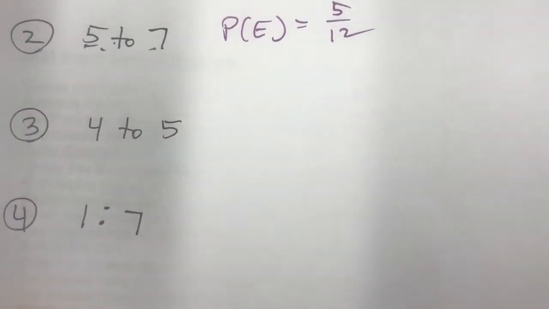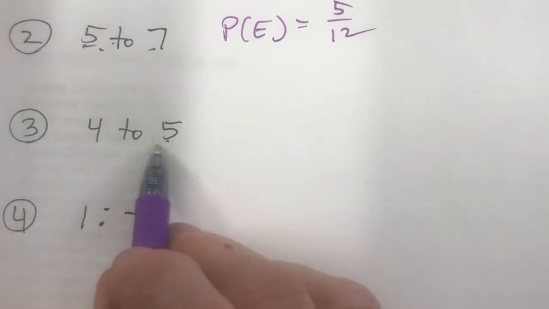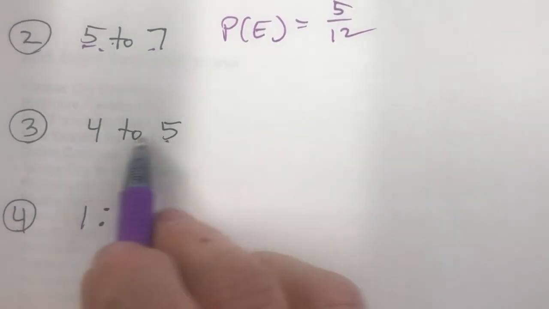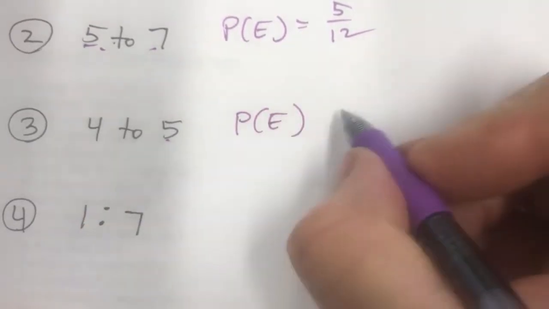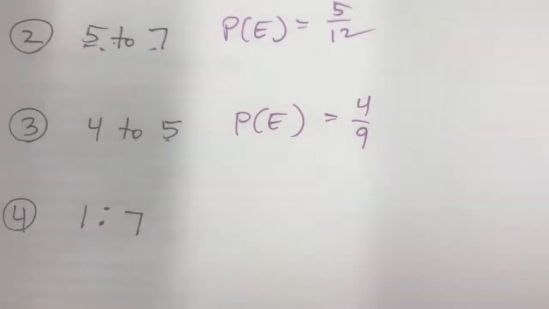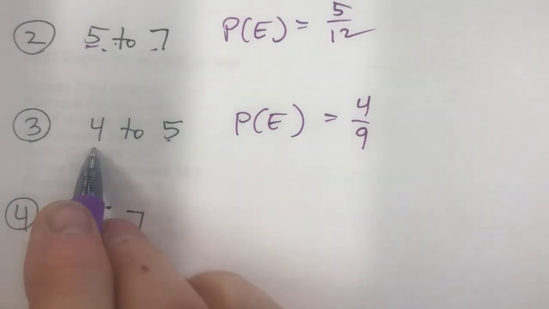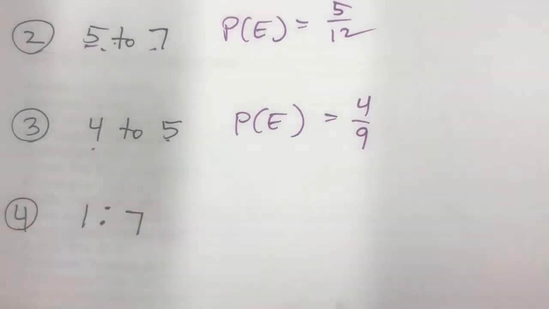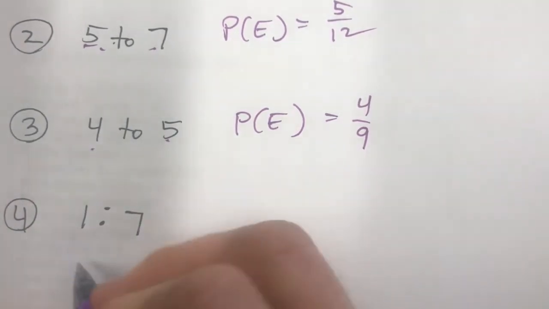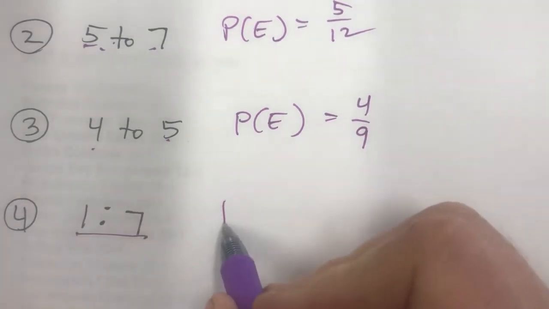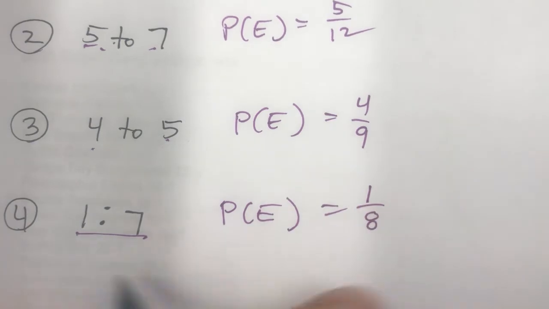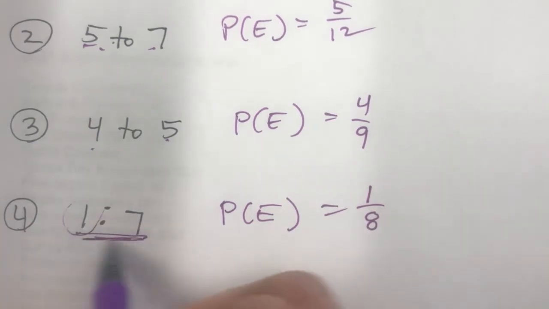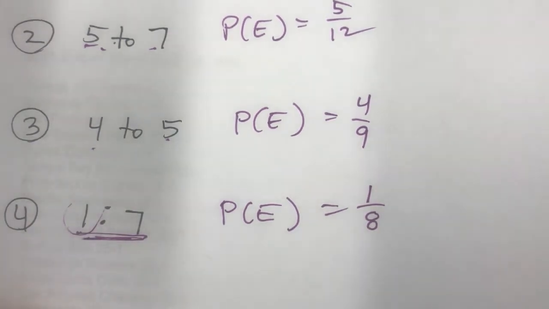Okay, here's 2 more. What would this one be, you think? What do you think that would be? Have you figured it out? Did you have 4/9? That'd be it. 4 is favorable, and if I add these together, 9 total. What about this one? Can you figure that one out? 1/8. There's 1 favorable, and then together there's 8 total.